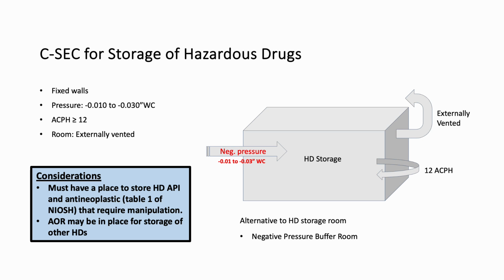But you want to be aware that if you are a high-volume compounder of hazardous drugs, or if you do non-sterile hazardous drug compounding, you may want to consider one of these rooms. It is fixed walls with negative pressure of a negative 0.010 to a negative 0.030 water column with at least 12 air changes per hour or more, and the room is externally vented to the exterior of the facility.